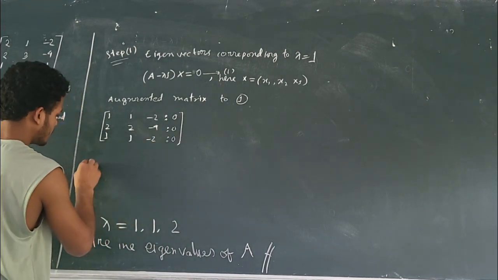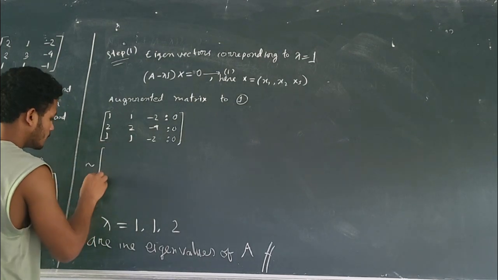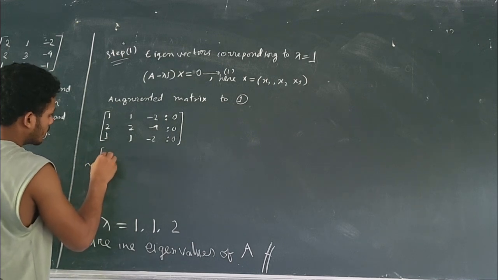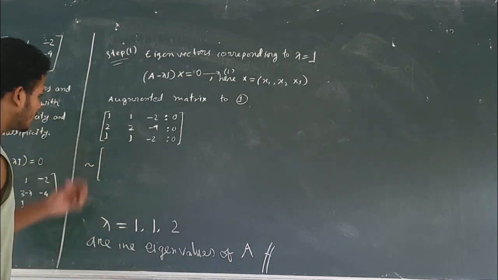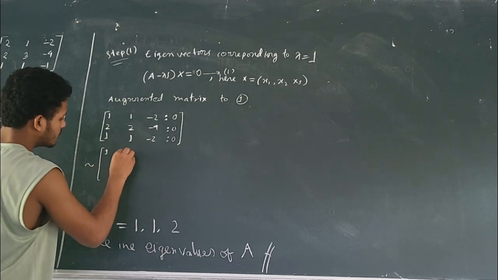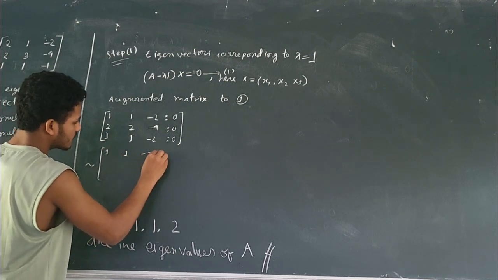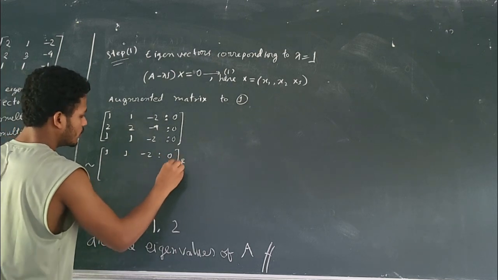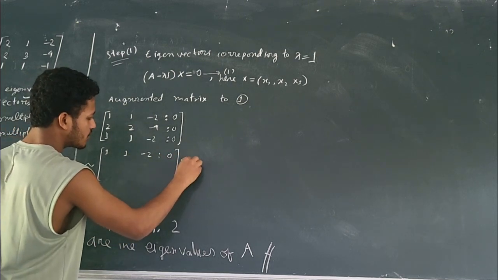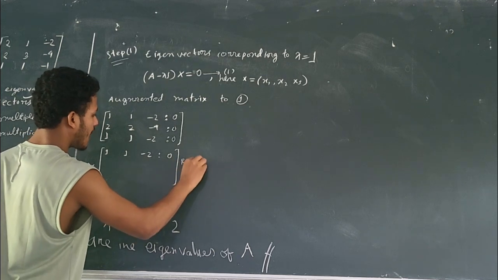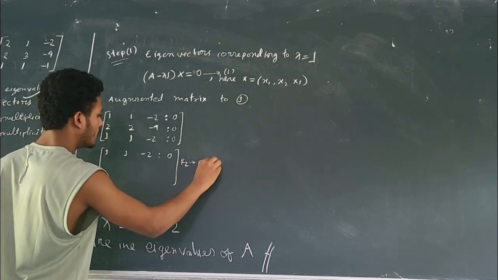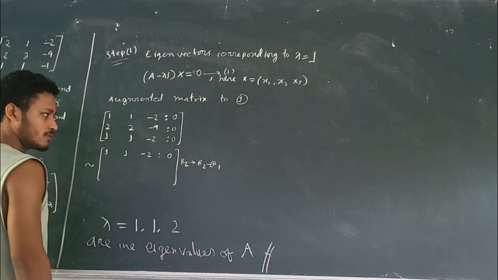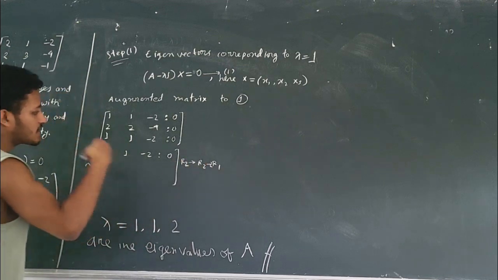So this matrix is equivalent to... First, we will write the first row as it is. Now we will perform a row operation: R2 tends to R2 minus twice R1. Okay, twice R1. R2 tends to R2 minus twice R1.